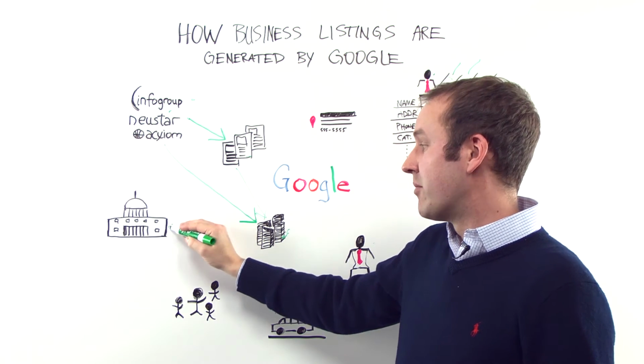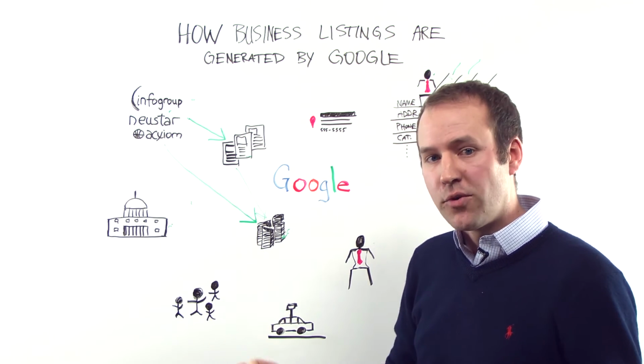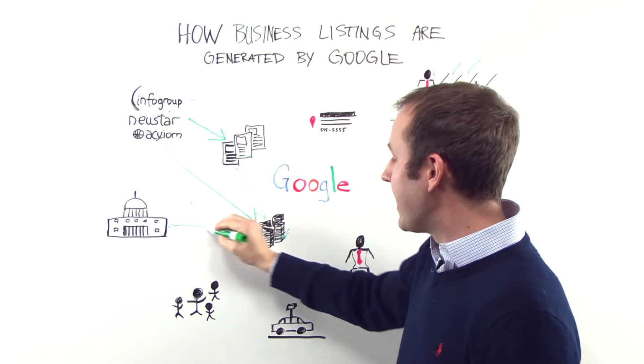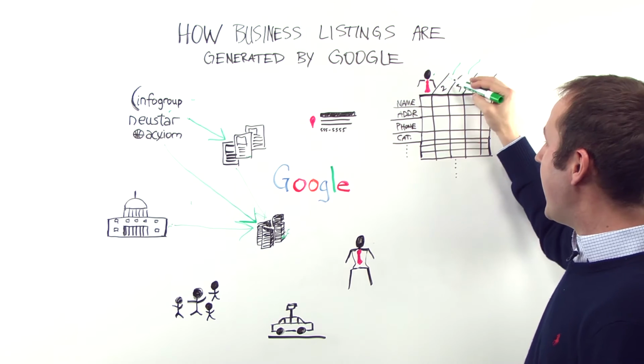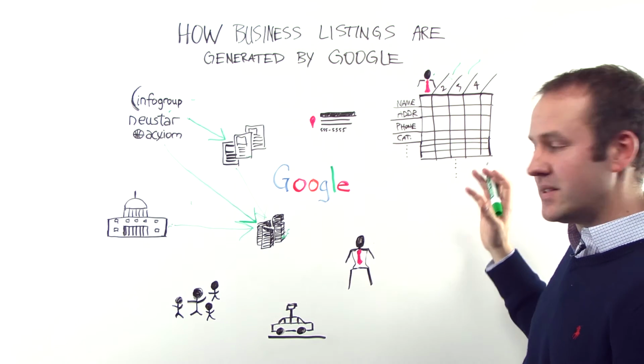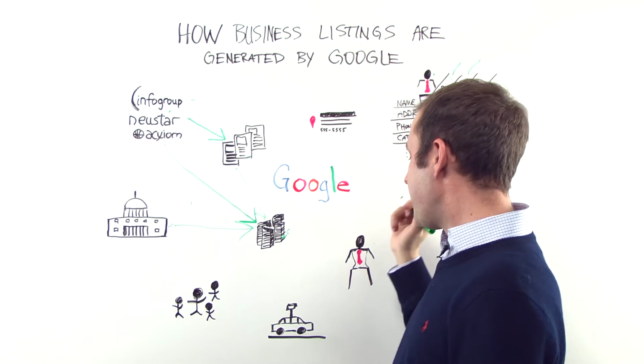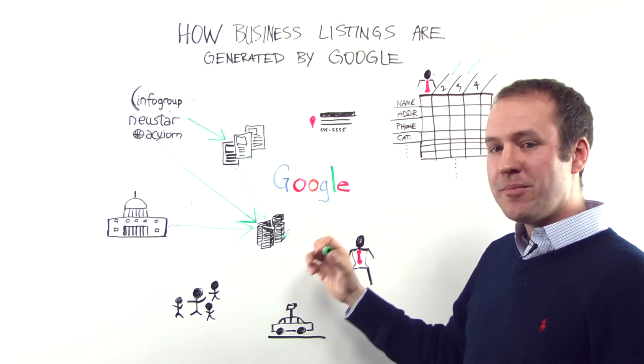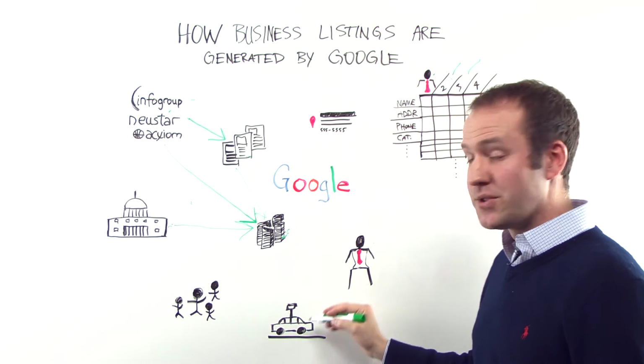In some cases, the government publishes this in PDF format or something like that. And that gets pulled into this cluster, again, as one of these data points in this huge spreadsheet. Another place that Google might get information, believe it or not, is Google Street View.